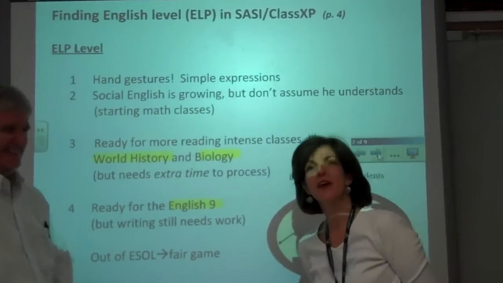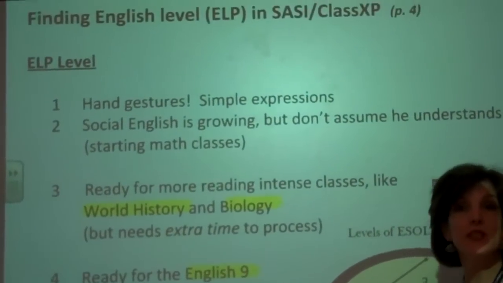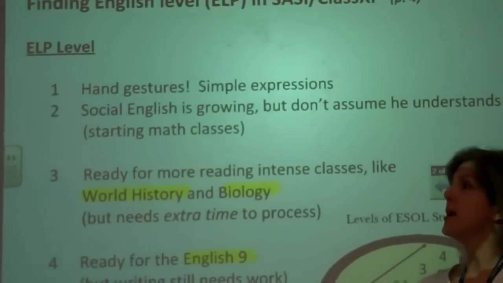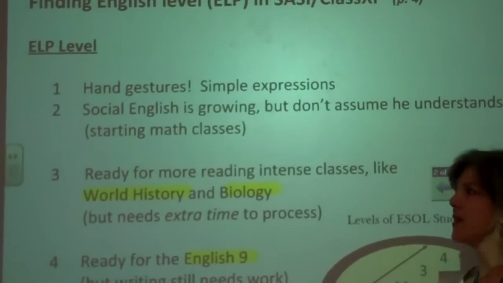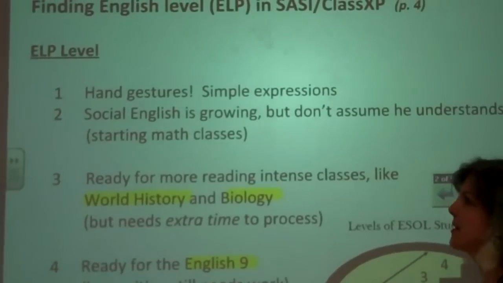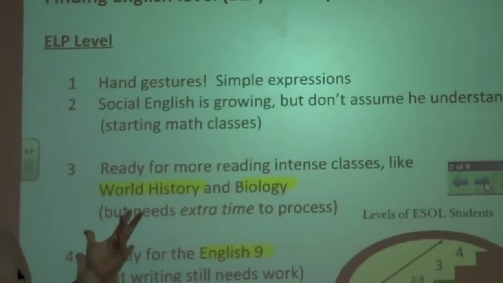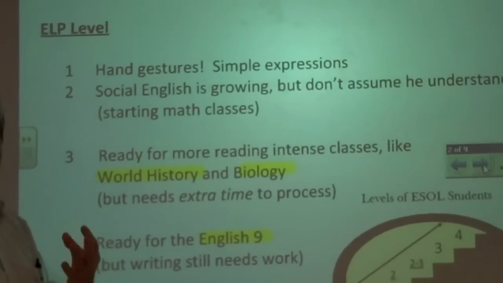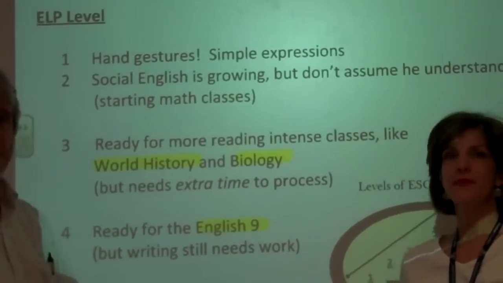Sure, I'd love to tell you. Okay, so level 1 is a student who's using simple expressions, not communicating very much, maybe taking cooking or PE kind of class, but not a lot of other academic classes. And level 2, the student is expanding in social English, still struggling with academic English, may well be involved in a higher level math class because they've brought that skill with them.